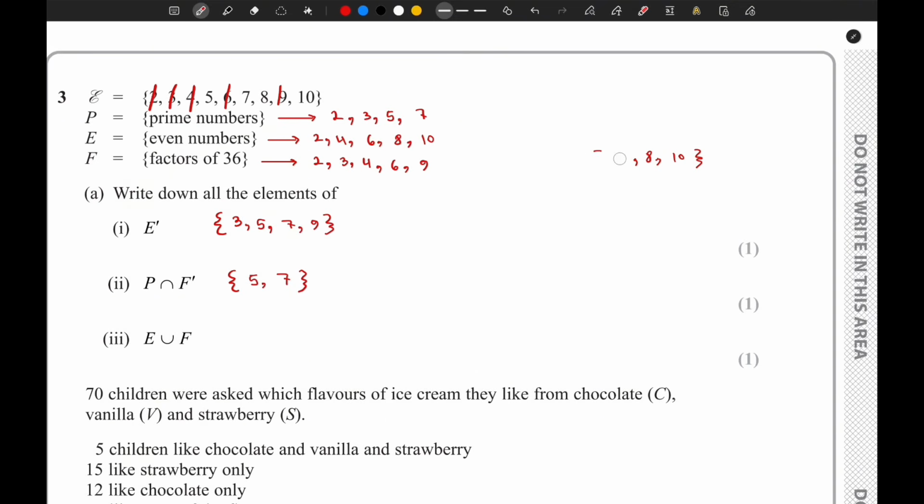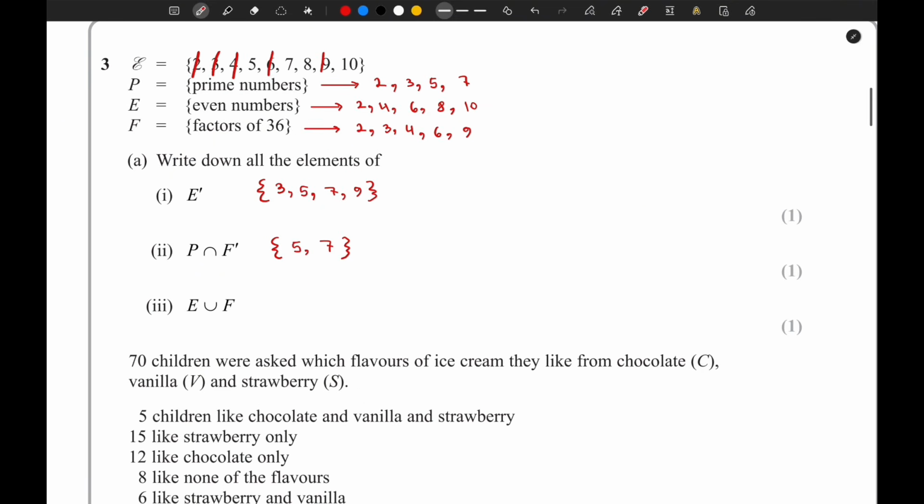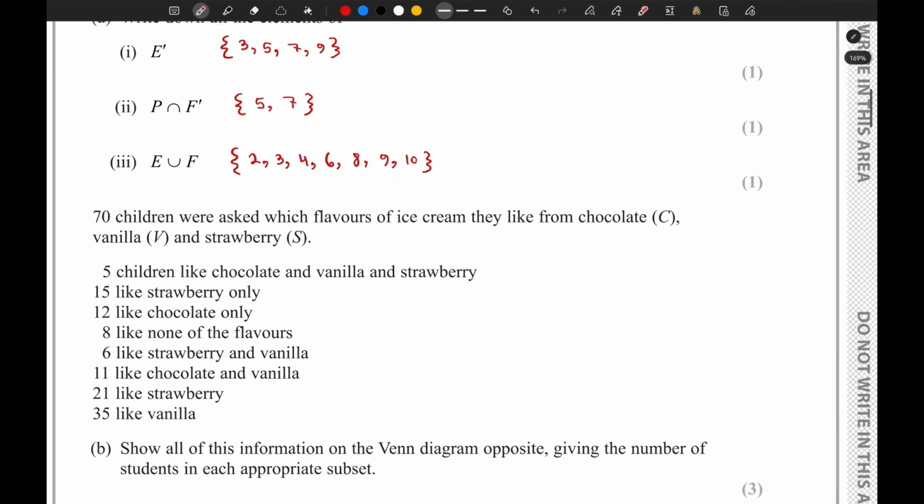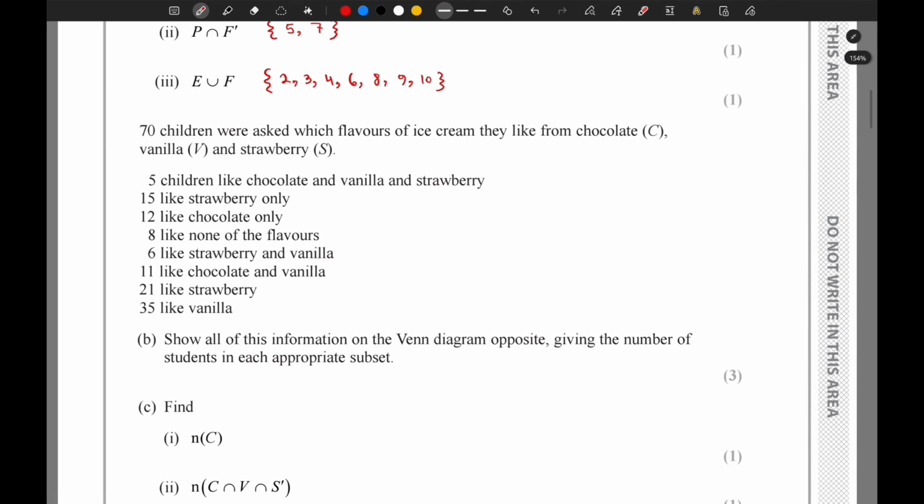Now we need to calculate E union F, which means all of the values of E and F. So it will be 2, 3, 4, 6, 8, 9, 10. So that is the answer for the first part. Moving on to the next question.